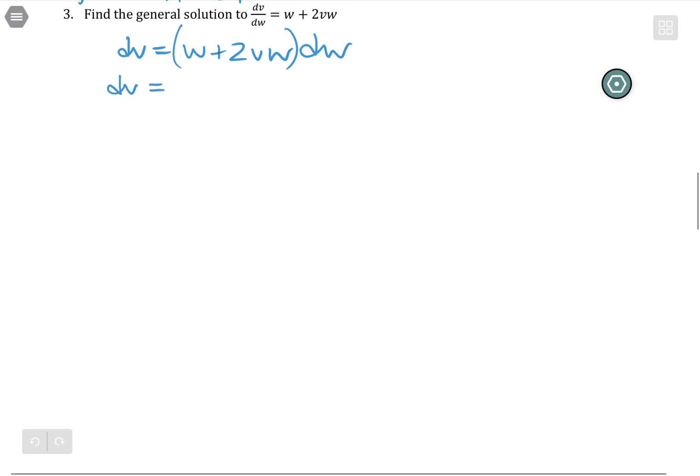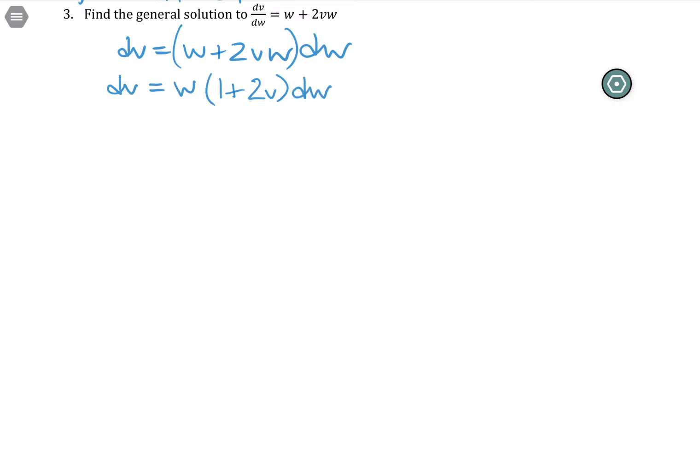So remember, the key is writing this as a product with only w's in one factor and only v's in the other factor. And that'll leave me with a 1 plus 2v. And that is separable. Not quite separated yet. I did separate it into factors, but the dv and the dw need the v and the w with them. So I do still have to divide over 1 plus 2v.